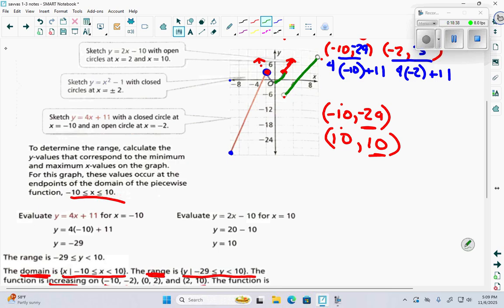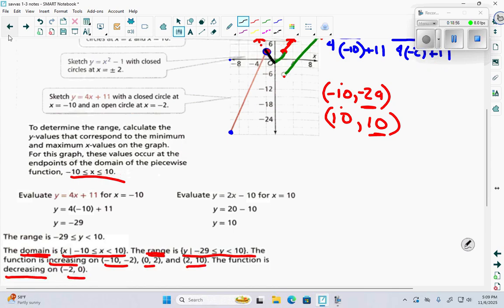Okay, so the only decreasing one we have, and I'm going to do it in black, would be this right here. So describing that one, that's why there's only one of them written there, is going to be from -2, which again is your x value, and then your x value on the other end is 0. So that's your increasing and decreasing. Okay, so make sure that you have those written down.